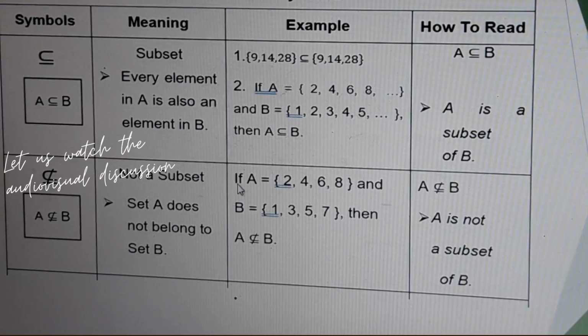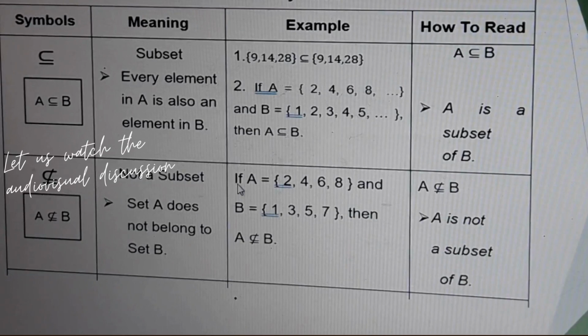While in number 2, in set A we have 2, 4, 6, 8, ellipsis. In set B, we have 1, 2, 3, 4, 5, ellipsis. In this case, set A is a subset of B. The reason is that A is a set of even numbers, increasing even numbers, and set B is a set of counting numbers. It's very clear that A is a subset of B because all those even numbers are also in the set of counting numbers. So A is a subset of B.